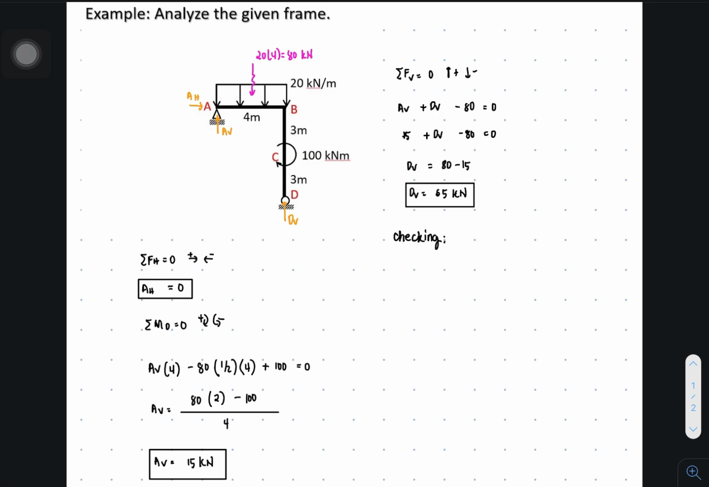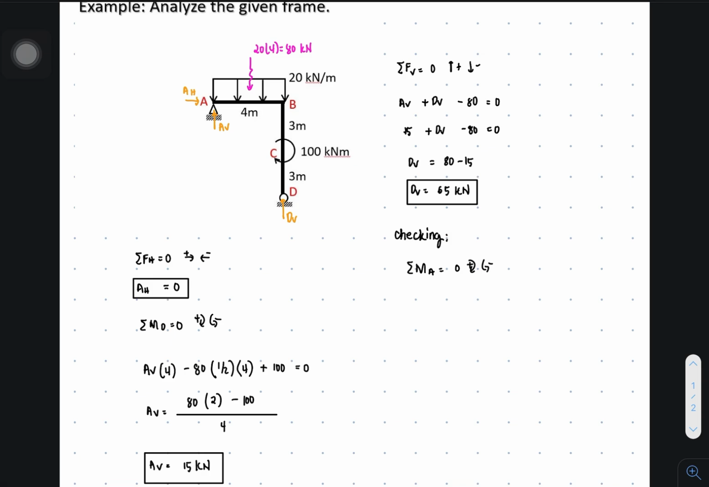Since we're done using the summation of force vertical, horizontal, and moment at D, the last thing that we're gonna do is do the summation of moment at A, since we only have 2 points of reaction or 2 supports. So since we're done with the other support, then the remaining support, which is A, should be the point where we need to rotate for checking. So clockwise positive and counterclockwise negative. So just in case you're sure if you got it right or not.